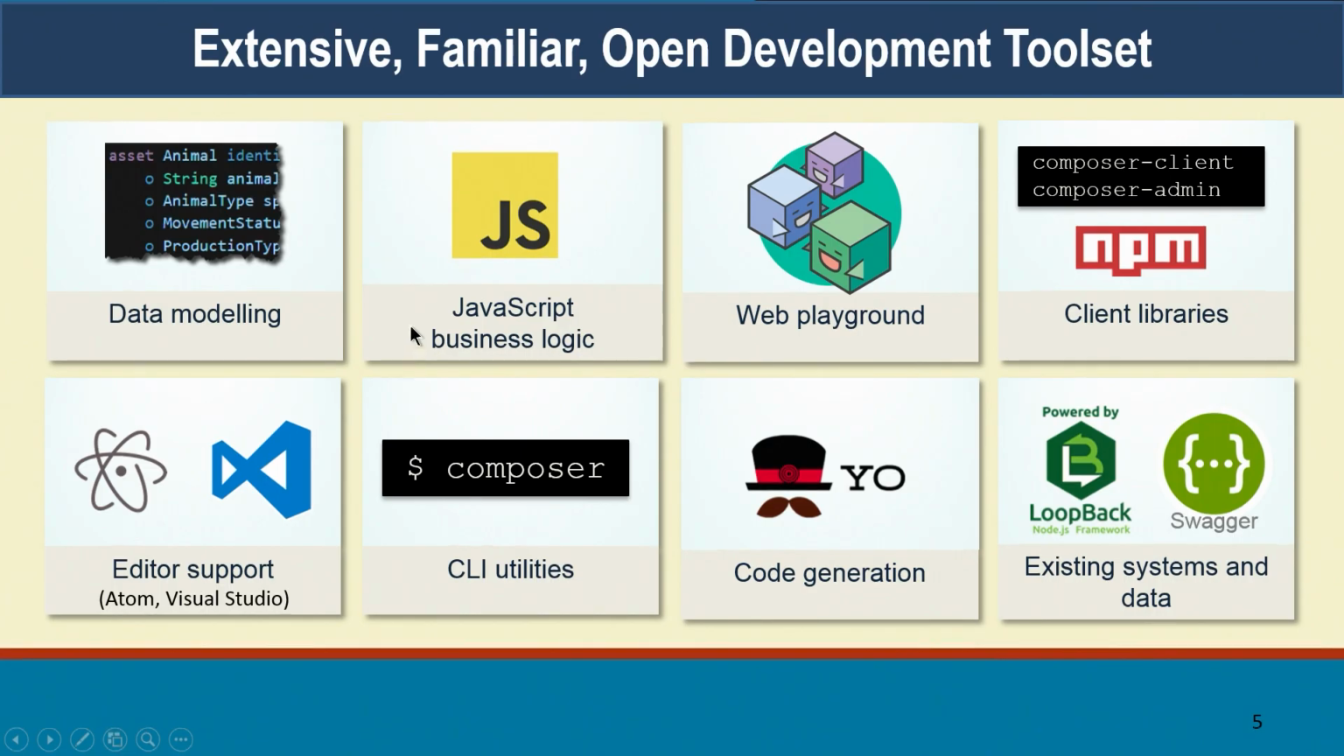We'll talk about some of the business logic that can be written in JavaScript and that can be run as part of your smart contracts. So we'll talk about that. There's a web playground that you can play around with and understand how to create applications. There are a couple of client libraries, Composer-client and Composer-admin, that you would use to connect your blockchain application to the Fabric network. And these are provided as NPM modules.